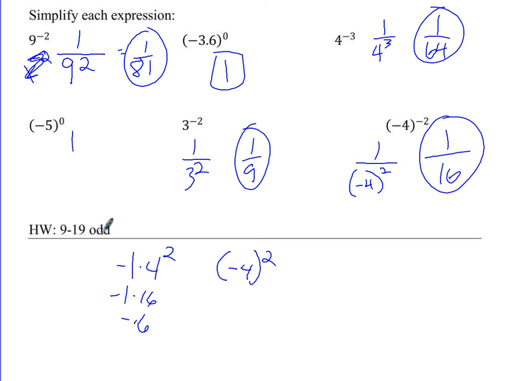9 through 19, what is that? 10? No, 6. It's only odd problems, so it's like 6 problems. Check your answers and make sure that you're doing them correctly. Do not use the calculator unless you absolutely have to. Please. Make sure you learn these rules correctly.